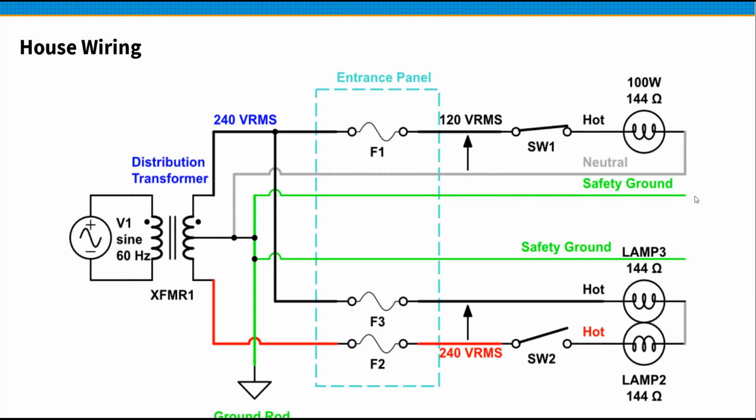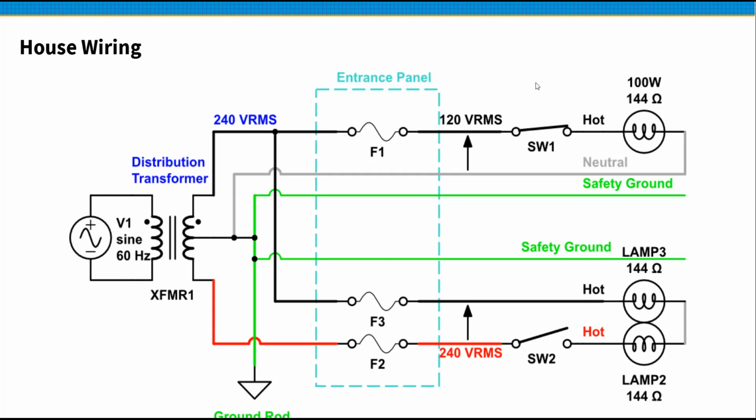The purpose of the safety ground is it will be connected to any metal enclosure that is plugged in, so that if there's a short circuit from the hot side, it gets shorted to the safety ground out to the ground outside instead of going through you.